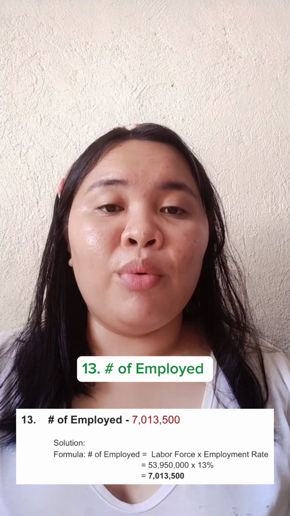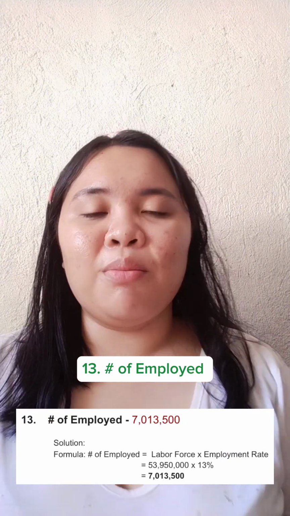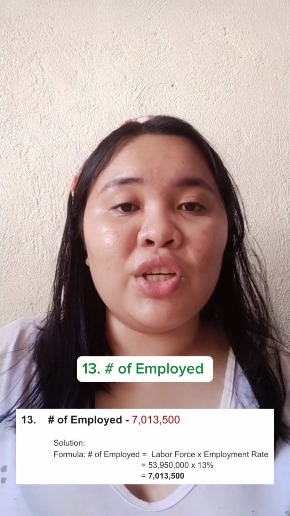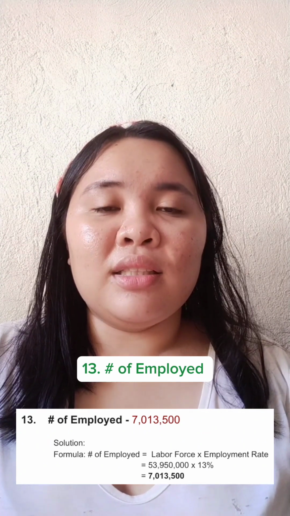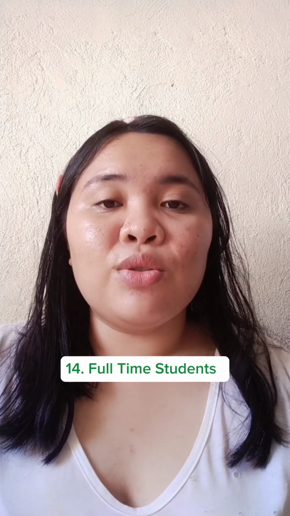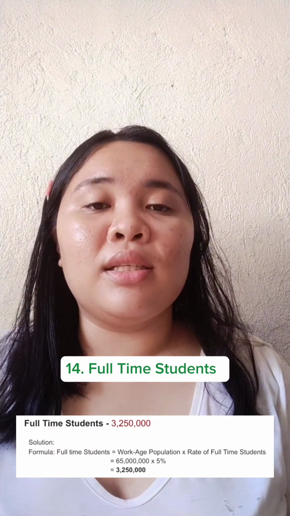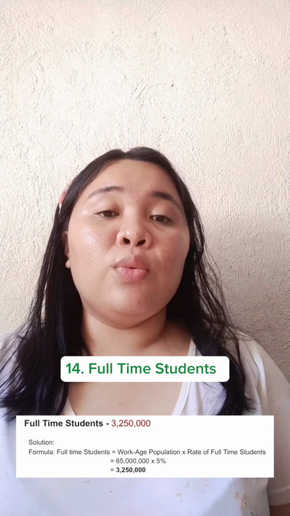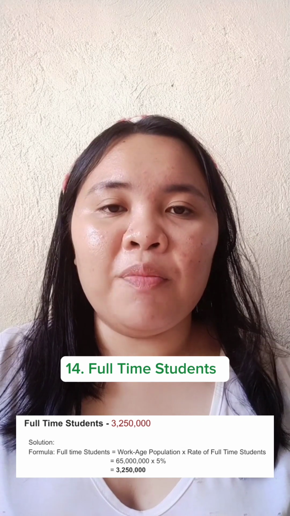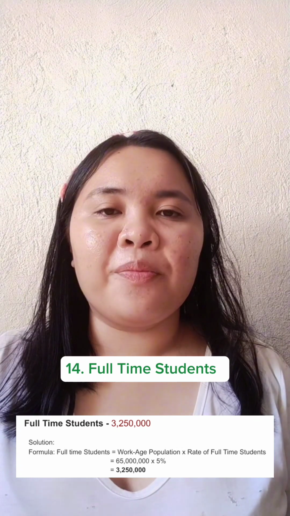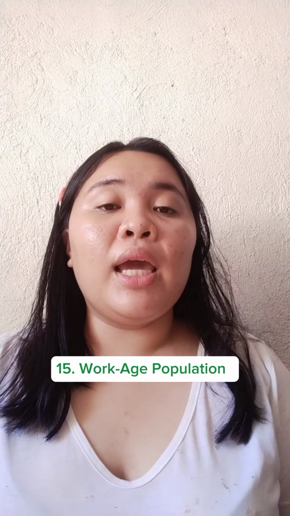13. The number of employed. To get the number of employed, the formula is labor force times employment rate. So it would be 53,950,000 times 13%, and the total number of employed is 7,013,500. 14 is, what is the full-time students? The formula in getting the full-time students is working age population times rate of full-time student. So it would be 65 million times 5%. So the total full-time students is 3,250,000.